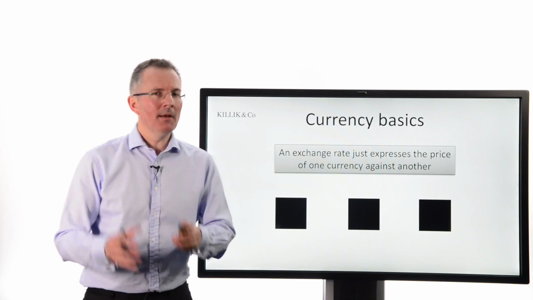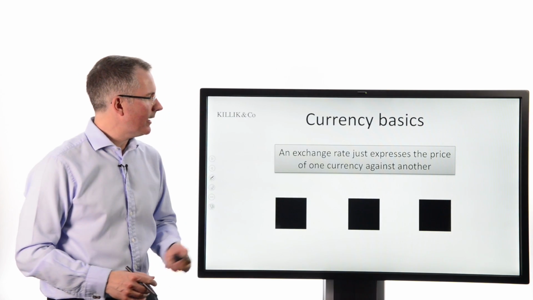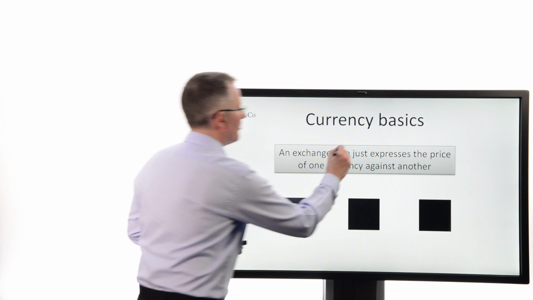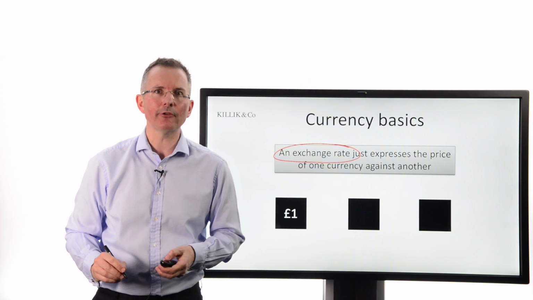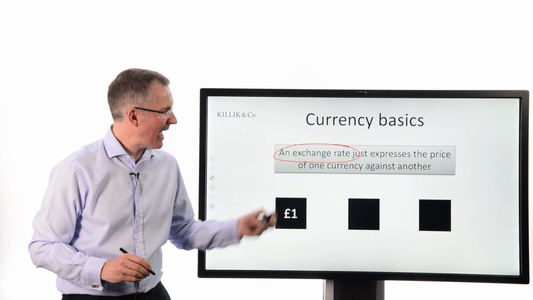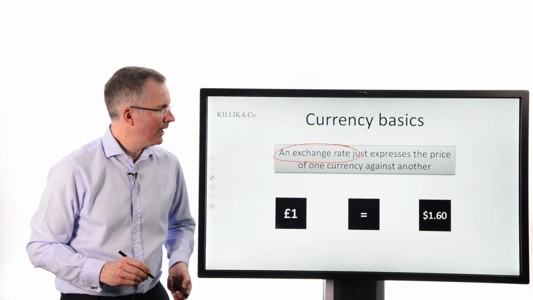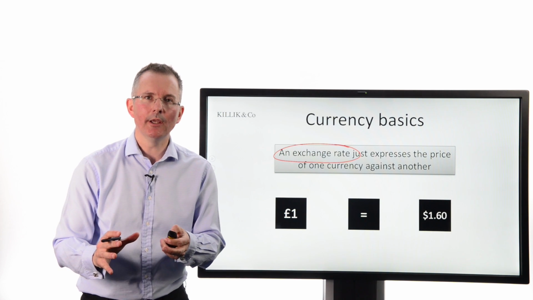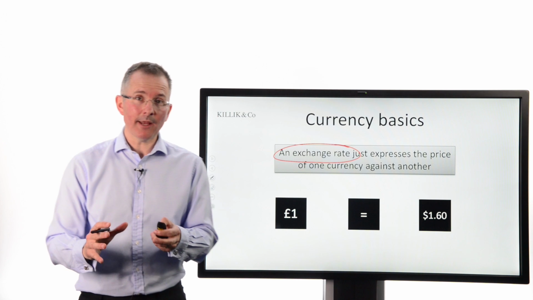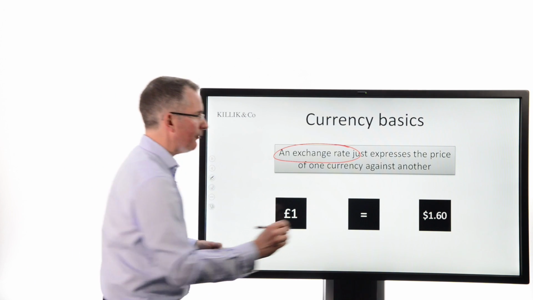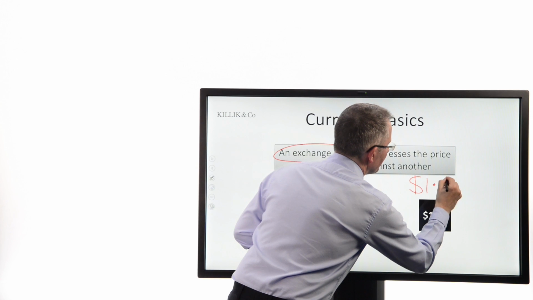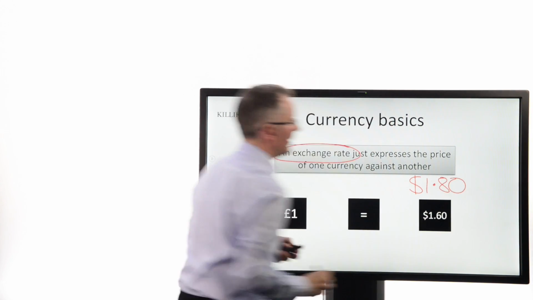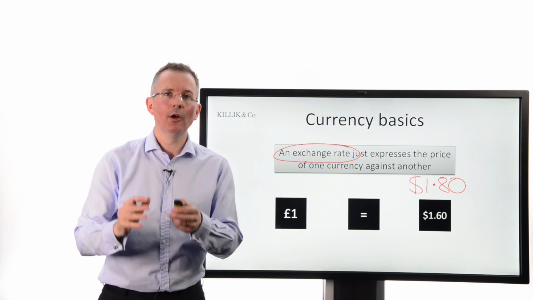Now, basics. An exchange rate is simply the price of one currency against another. So what's that strengthening and weakening stuff I was talking about just now? Well, if a pound on the left, the base currency, is currently worth $1.60, the pound would be said to strengthen if it moved to, let's say, being worth $1.80. Conversely, that would be the dollar weakening.